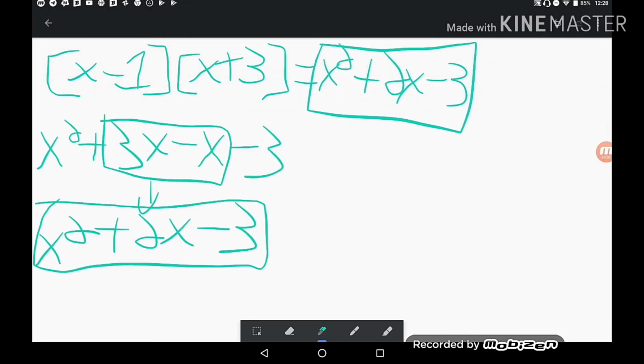Like I said, with FOIL, you could do the exact same thing, but you're just expanding it a lot more. The middle term is being broken down, I should say, to get your simplified middle term of 2x. So no matter how you do it, you will still get the exact same answer as I mentioned before.